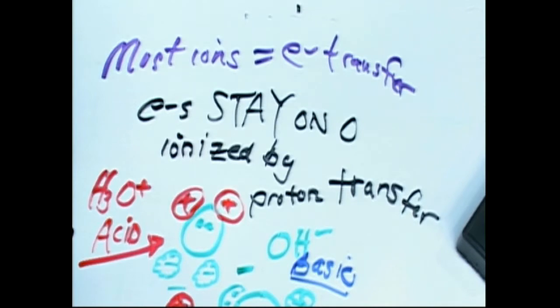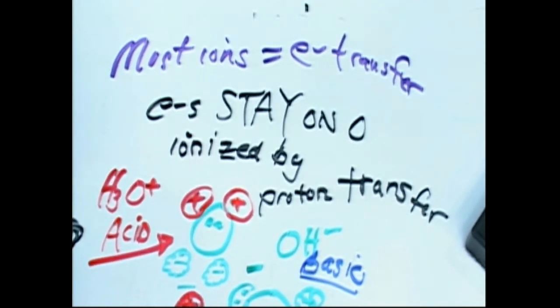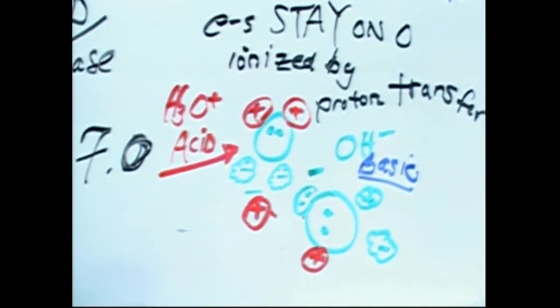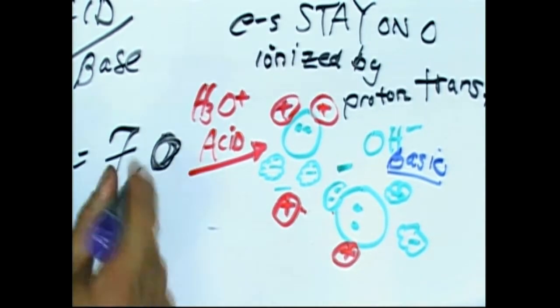It inherits its own identity. It's a proton transfer. By the proton going, it creates a positive ion where the proton goes, but it leaves a negative ion. The electrons stay on the oxygen. That's why you need to know that concept called electronegativity. I'll fit this in here.